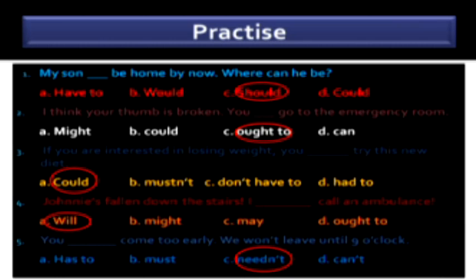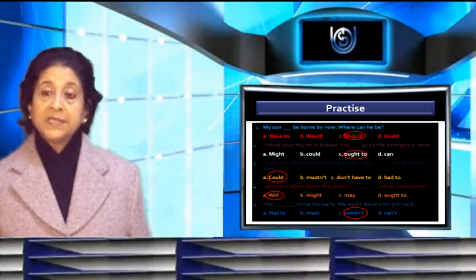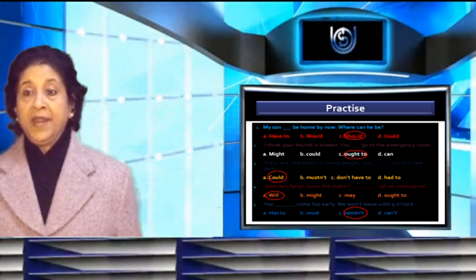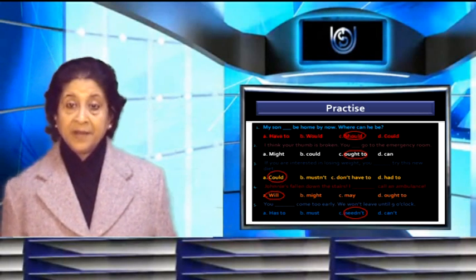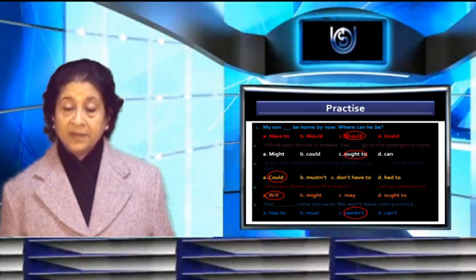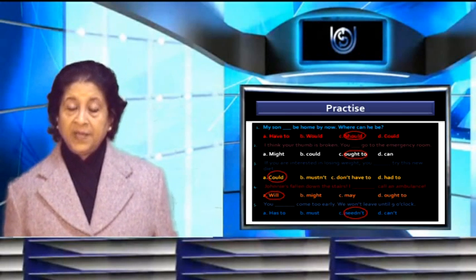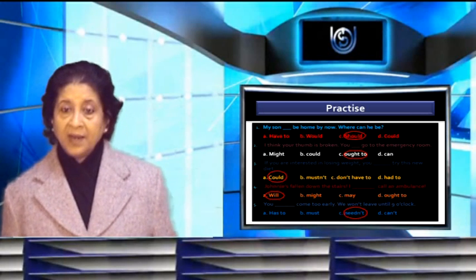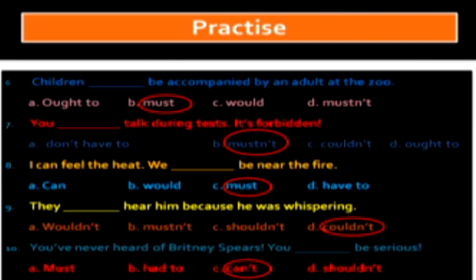Let's do some practice. The 4 options are there. Now you tell me, I think you will be able to find the options now. My son should be home by now. Where can he be? Second is ought to. The third is could. The fourth is will. And fifth is needn't.